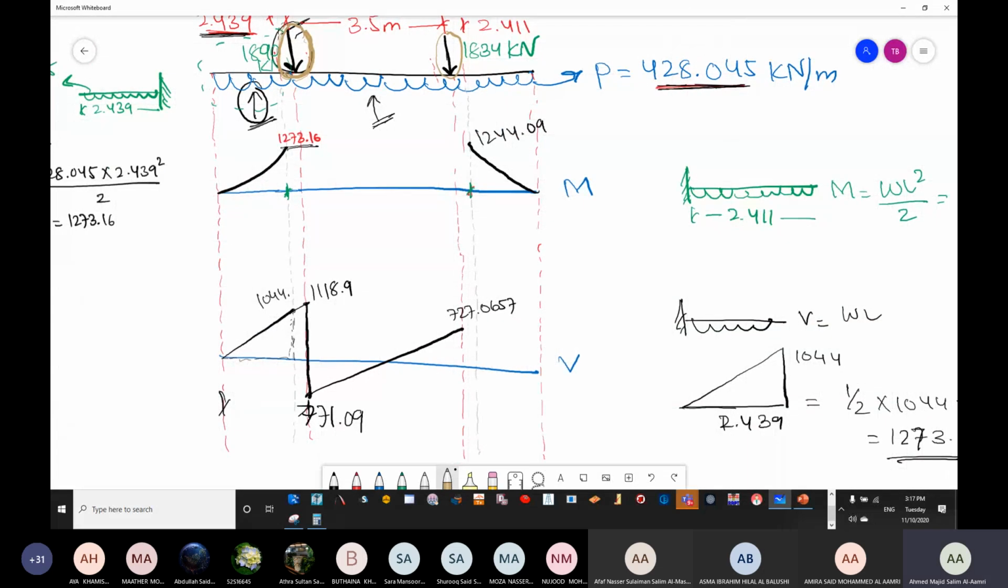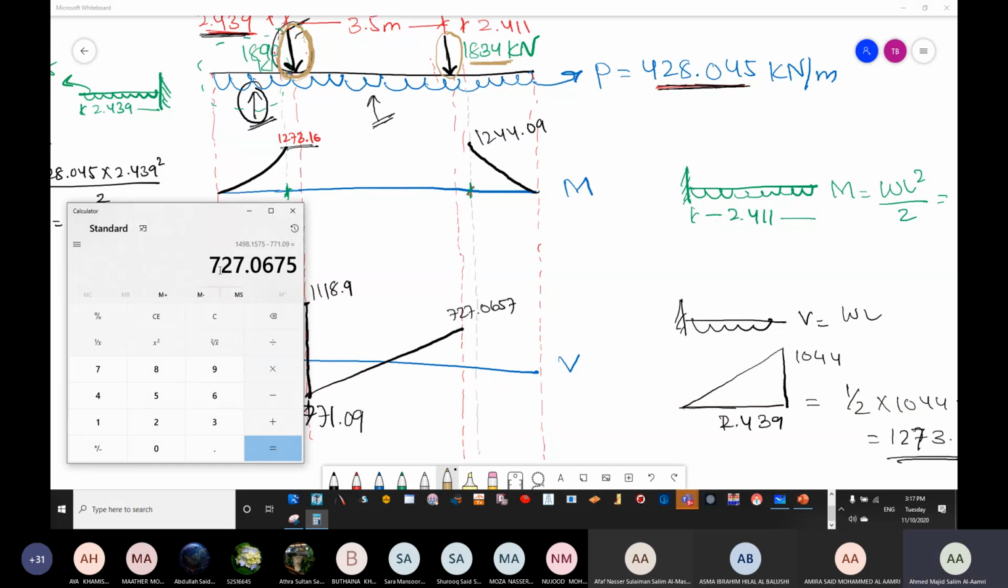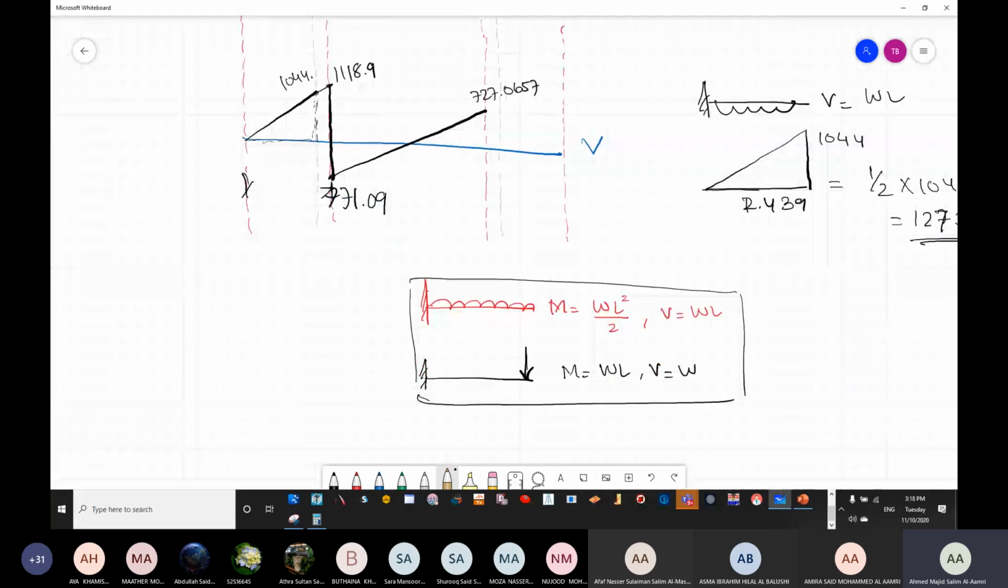The downward force is equal to 1,835. So once again, I'll open my calculator. Now we are at 727 upwards, minus, because we need to consider a negative or downward force, 1834. So we have it as minus 1106. Right, Amir?